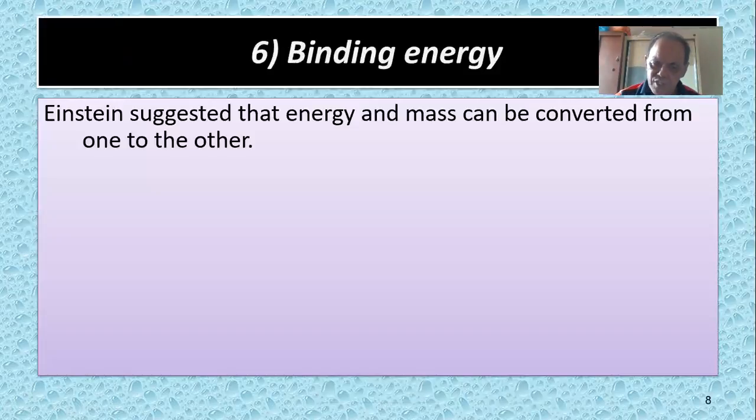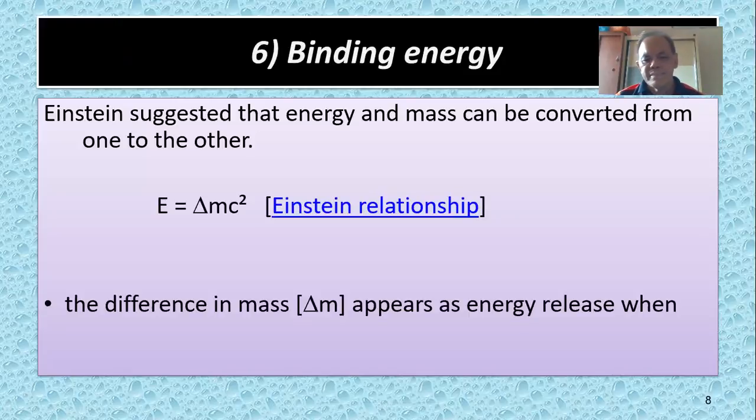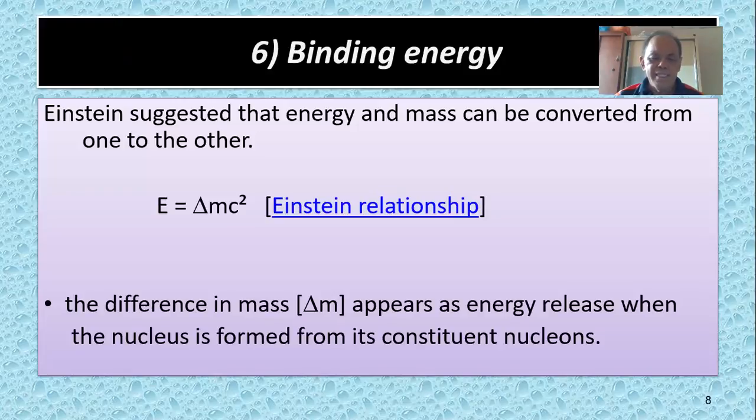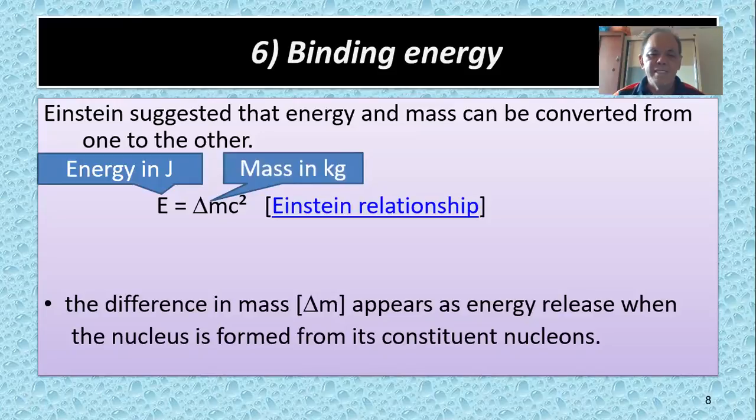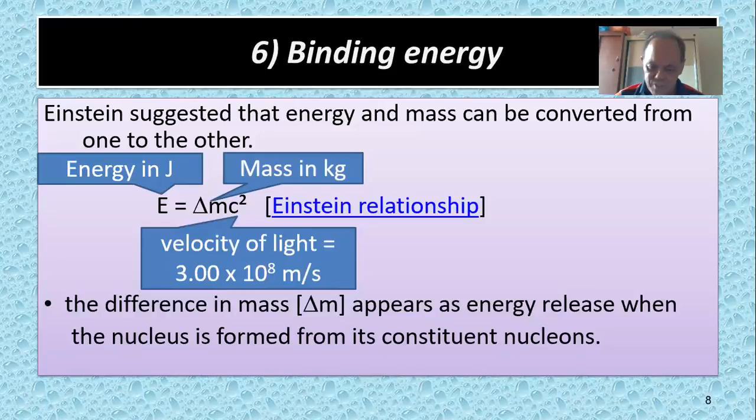Einstein gives us the equation to calculate binding energy. Einstein's relationship is E equals delta M times c squared. This energy is released when the nucleons come together to form the nucleus. E is energy in joules, delta M is mass in kilograms, and c is the velocity of light, 3.0 times 10 to the power 8 meters per second, one of the constants given in the data sheet.